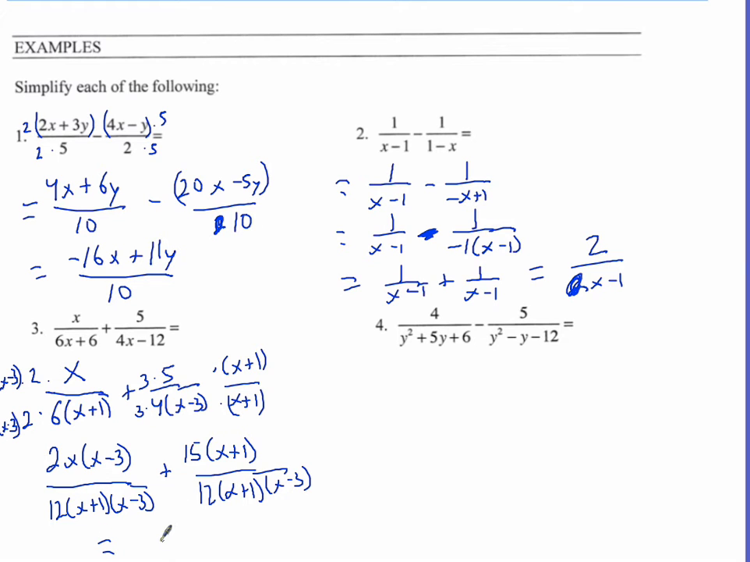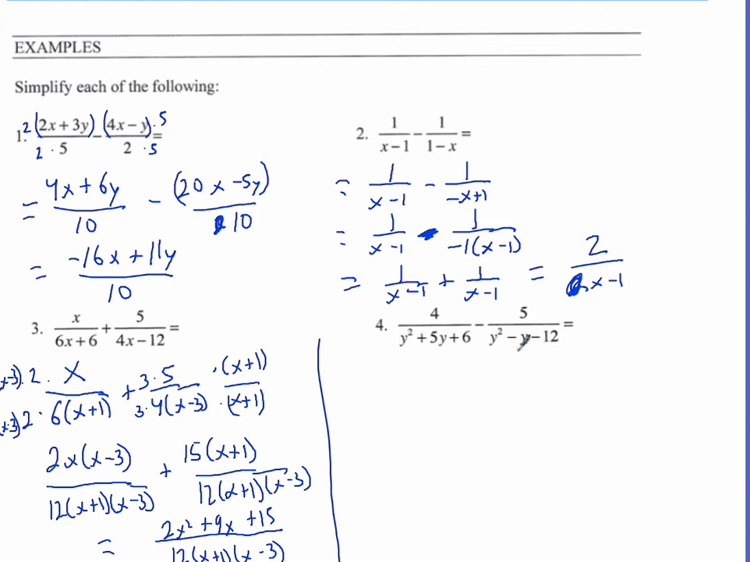Okay, now we don't need to simplify that denominator. I would simplify the numerator though because it's addition. So you're going to have 2x squared. You're going to have minus 6x plus 15x, which is going to be plus 9x. And then you're going to have just a 15 at the end. And your denominator is going to be 12 times (x plus 1)(x minus 3).